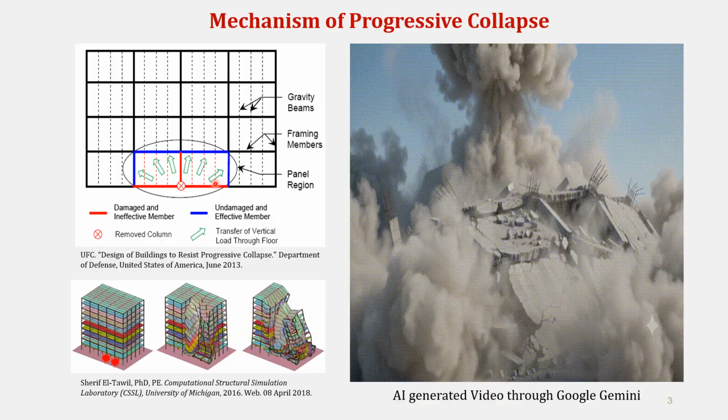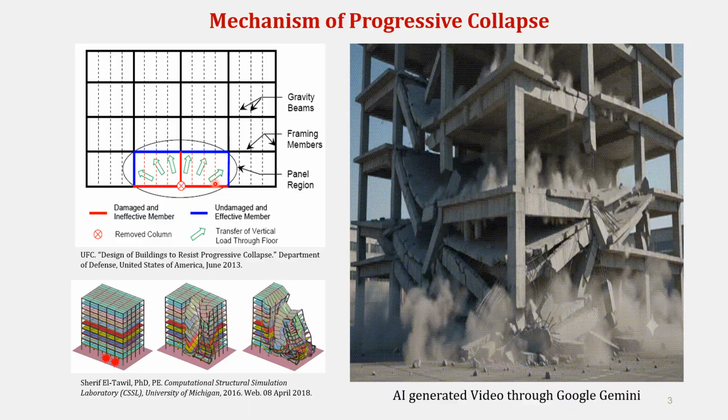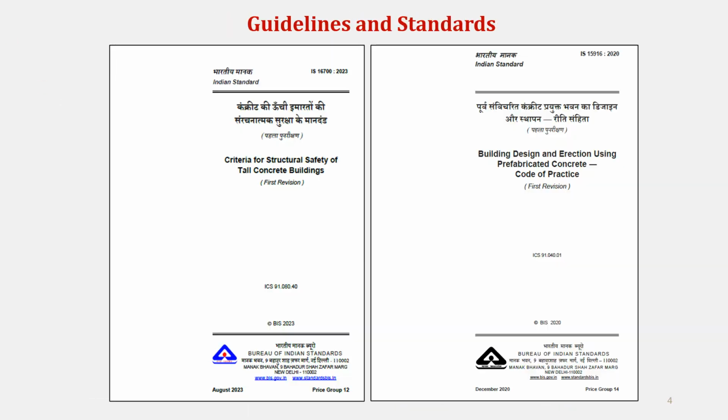Progressive collapse of any structure may result in considerable loss of human lives as well as natural resources. Therefore, it is very important to reduce the risk of progressive collapse. Several guidelines and standards have been formulated by different countries after the infamous collapse of WTC towers in New York. As far as India is concerned, IS 16700 for tall buildings, IS 15916 for precast and prefabricated buildings, as well as a draft version of IS 456 also say that progressive collapse should be avoided by providing alternate load paths through adequate continuity and redundancy.